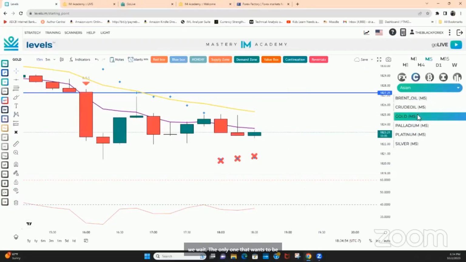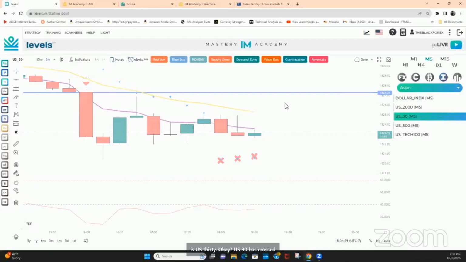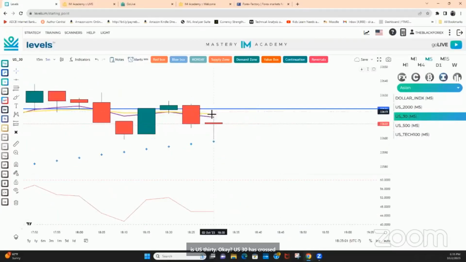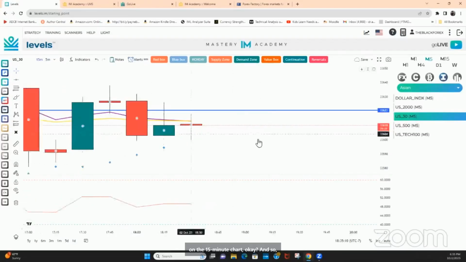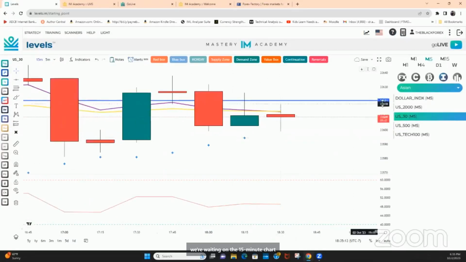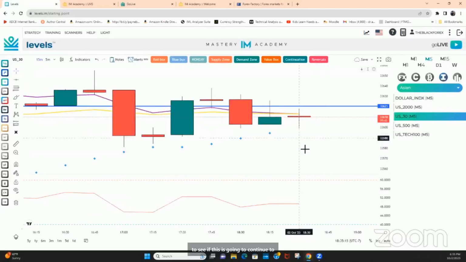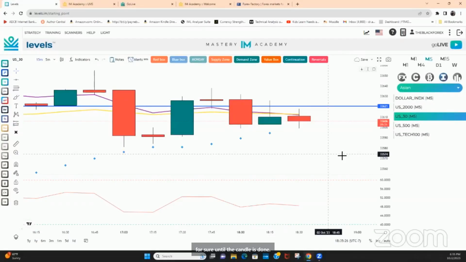So we wait. The only one that wants to be our friend right now, and it is a shock, is US 30. US 30 has crossed on a 5-minute chart for a sale, but the momentum is horrible. So that's why you got pluses. But we are on the 15-minute chart, and so we're waiting to see if this is going to continue to cross. You see how now the lines are flat because we got 10 minutes left on that candle. So we will not know for sure until the candle is done.